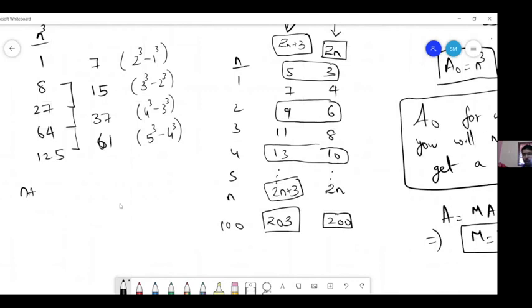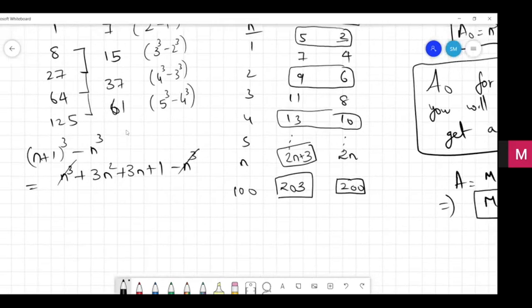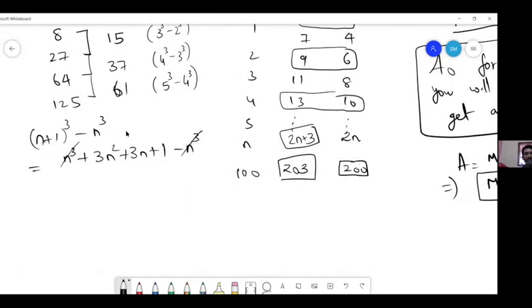Shubhangi ma'am, I think yours is also the same method, right? So (n+1)³ minus n³ equals... Again, there are different ways of doing it. How did you do it, Shubhangi ma'am and Manjula ma'am? The formula for (n+1)³: a³ plus b³ plus 3a²b plus 3ab², that is 3ab into (a+b). I'm very bad at formulas.